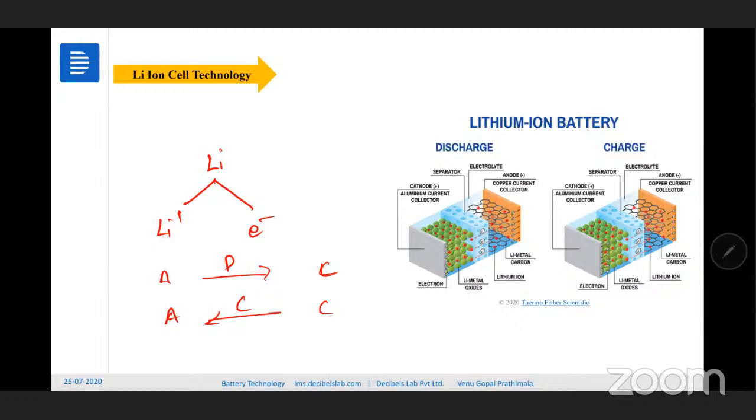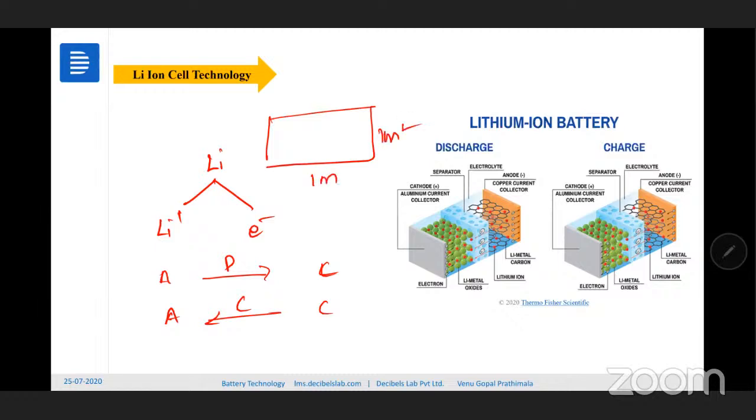Because of the lesser diameter, lithium ions can easily flow through the micropermeable separators which exist between the anode and cathode. And because of the smaller size, we can store a larger amount of lithium for a given amount of space. Let's say they have given this much, 1 square meter of surface area.